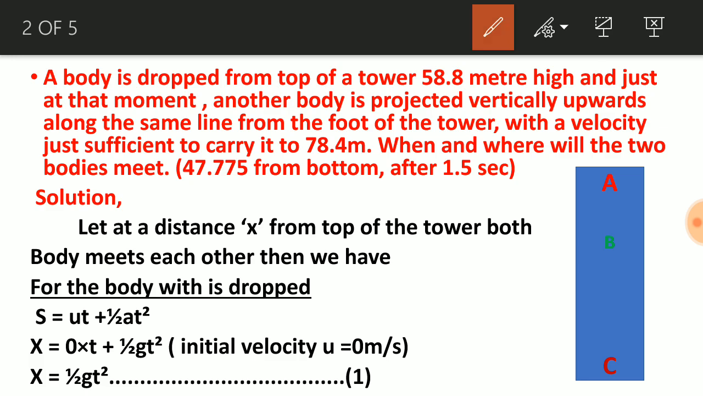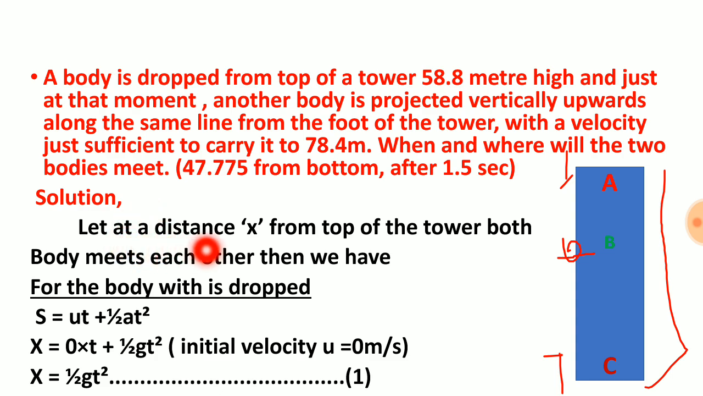According to this question, the height of this tower is 58.8. One body is dropped from the point A and another body is projected from the point C, and let them meet with each other at the point B. Here at the point B, we need to find where, meaning what is the distance from A or distance from C they meet, and when, meaning after how many seconds they meet each other if they are thrown in the same line from top and bottom of the building or tower. Now let us see the solution.